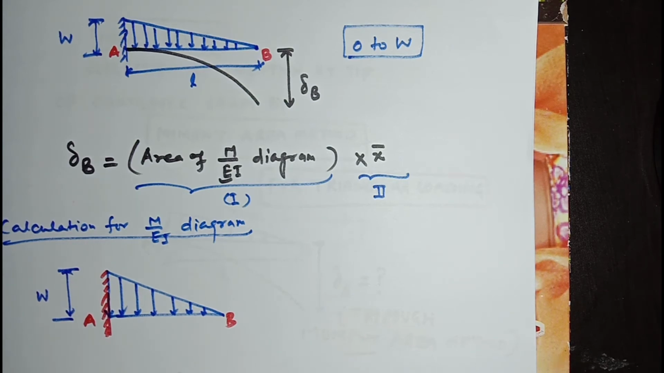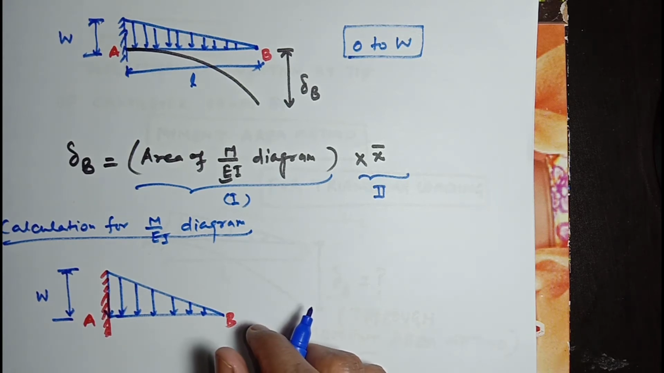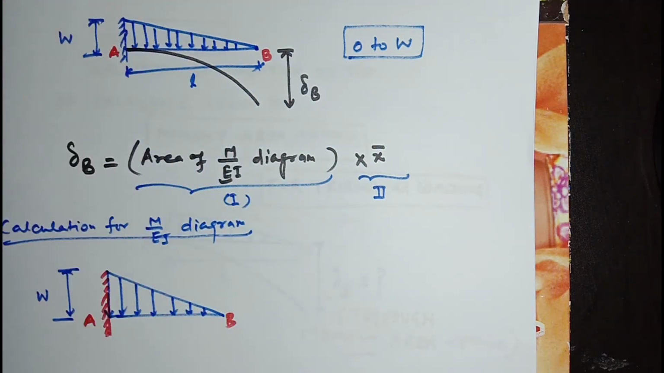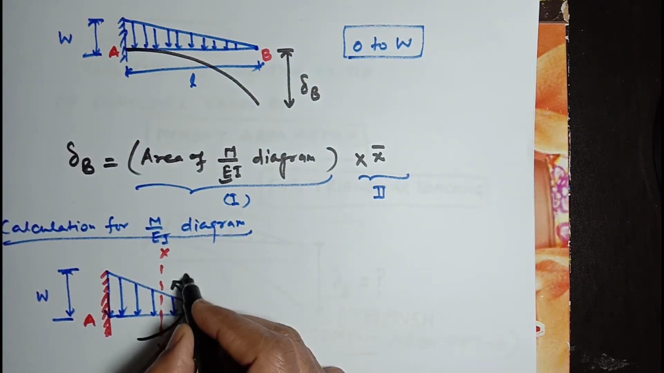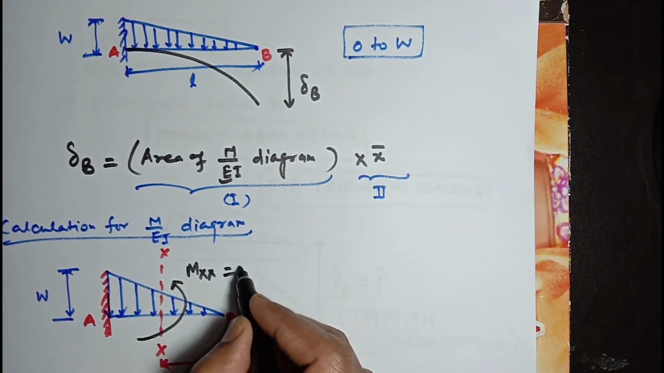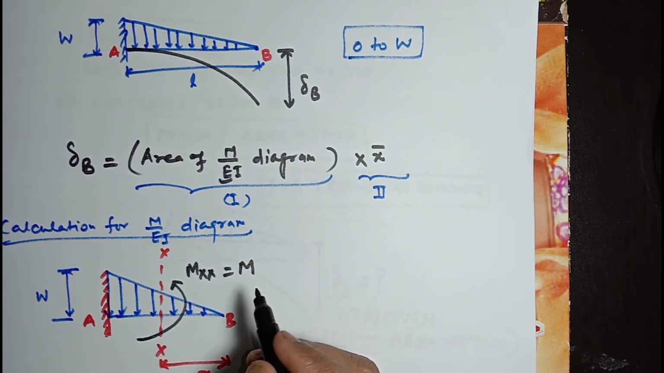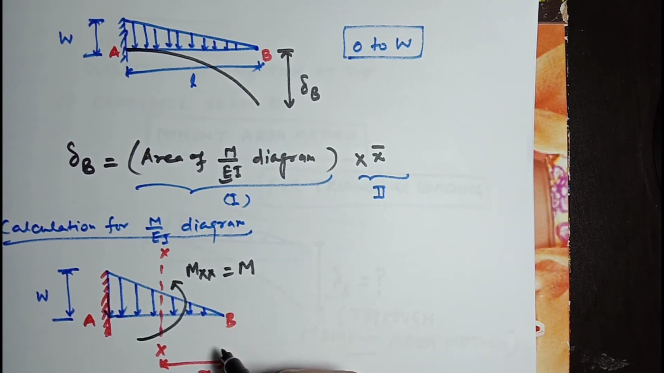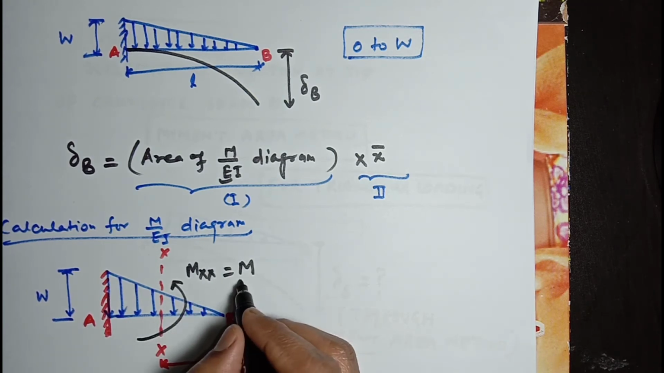To develop the M over EI diagram, we need to calculate the bending moment profile. For that, we need to first find the general expression for bending moment. Let's say in a section XX, at a distance of x from point B, we will find the moment Mx, or you can say bending moment. Thereafter, after dividing M by EI, we will find the M over EI diagram. Now what will be the bending moment?